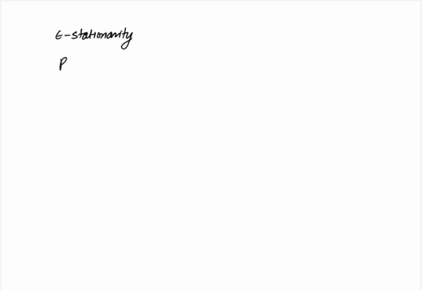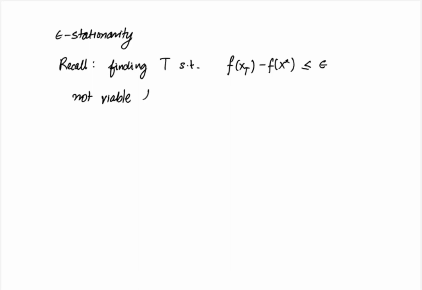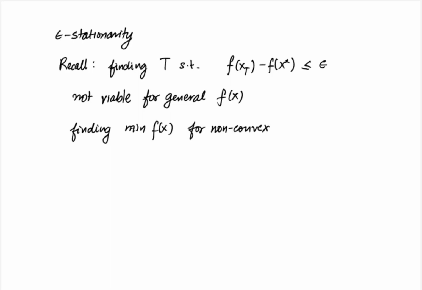In the earlier videos we were mainly concerned with finding T, which is the number of oracle calls required to ensure that the optimality gap is below a certain threshold. That is, f of x_T minus f of x star less than or equal to epsilon. This is not viable for general, possibly non-convex objectives. In general, finding the minimum of a non-convex function f is hard and definitely not possible using algorithms like gradient descent. But that does not mean that gradient descent is entirely useless in general cases.